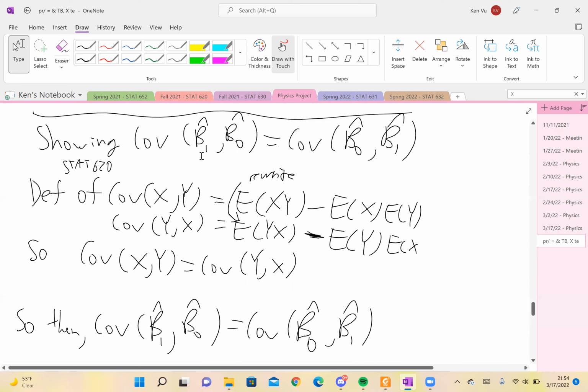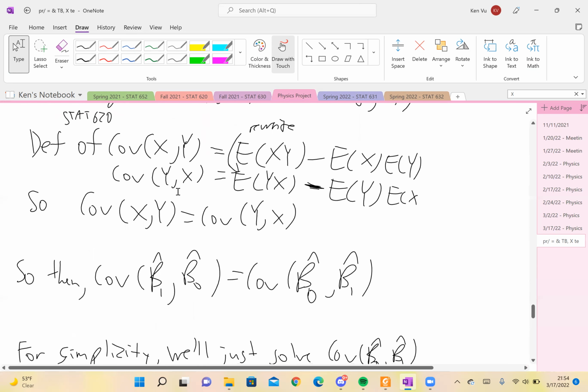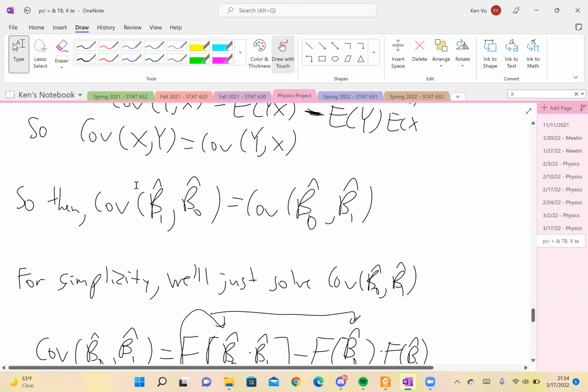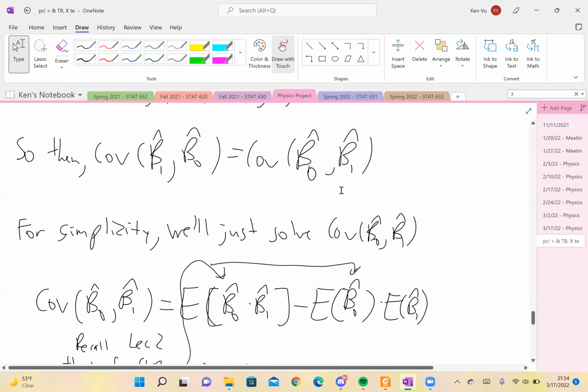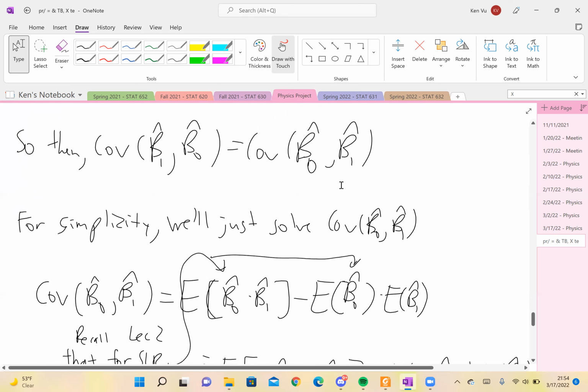And additionally, remember from your probability class that the definition of covariance of X, Y is equal to the expectation of X times Y minus the expectation of X times the expectation of Y. If you write it the other way, you get the same thing, just with a different ordering of variables. So covariance XY and covariance YX are both equal. That means covariance of beta 1 hat, beta 0 hat is equal to covariance of beta 0 hat and beta 1 hat. But for simplicity's sake, let's start solving covariance of beta 0 hat and beta 1 hat.